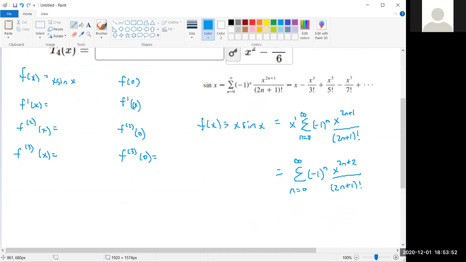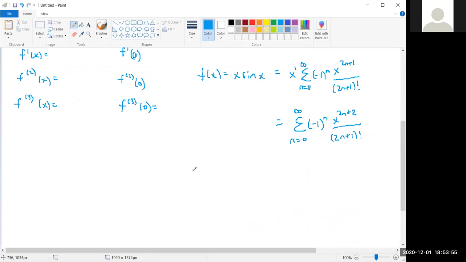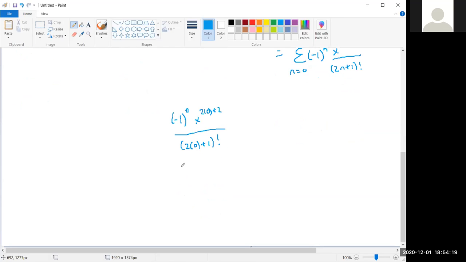The first term in the Taylor series is when n equals 0. So when n equals 0, let's see what we get. This is going to give us (-1)^0 x^(2·0+2) over (2·0+1) factorial. Okay, let's simplify this to see what this term actually is. This is just 1 times x squared over 2 factorial. So this is the first term in the Taylor series.